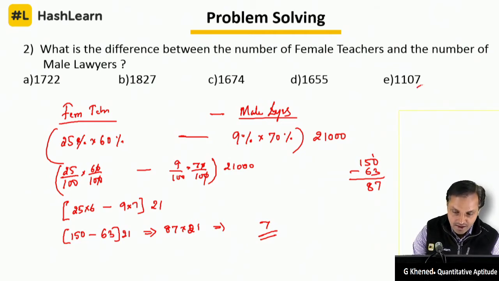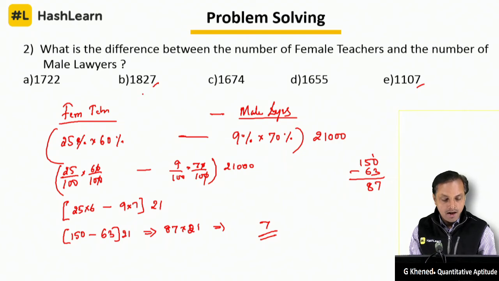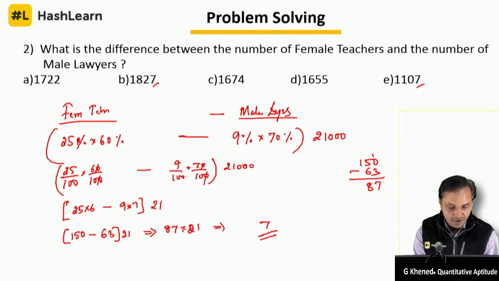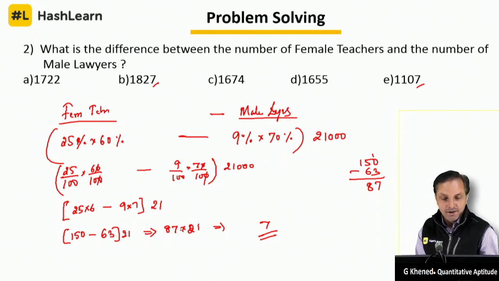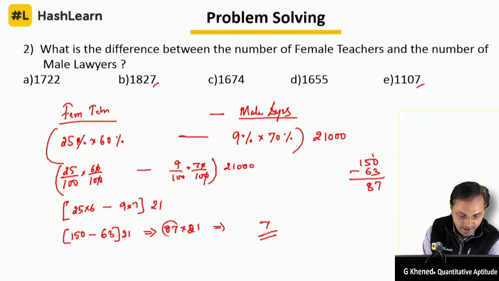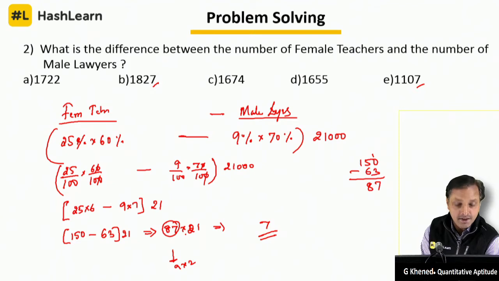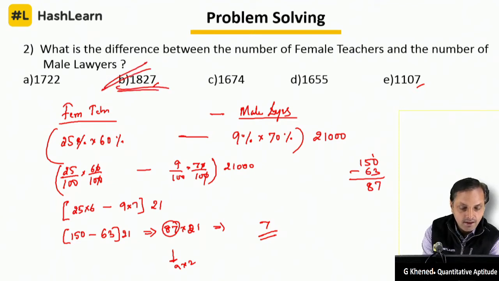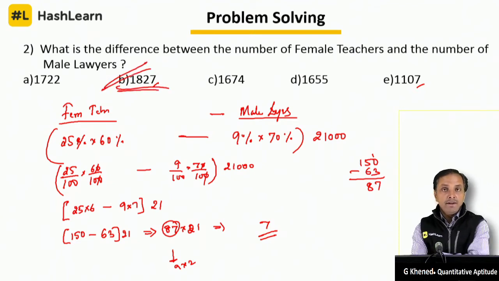There are two options ending with 7, and that should be 8 into 2 is 16, or 9 into 2 is 18. So 87 you can treat as 9, and you can treat this as 20 series. 9 into 2 is 18, so the answer should be 1827.